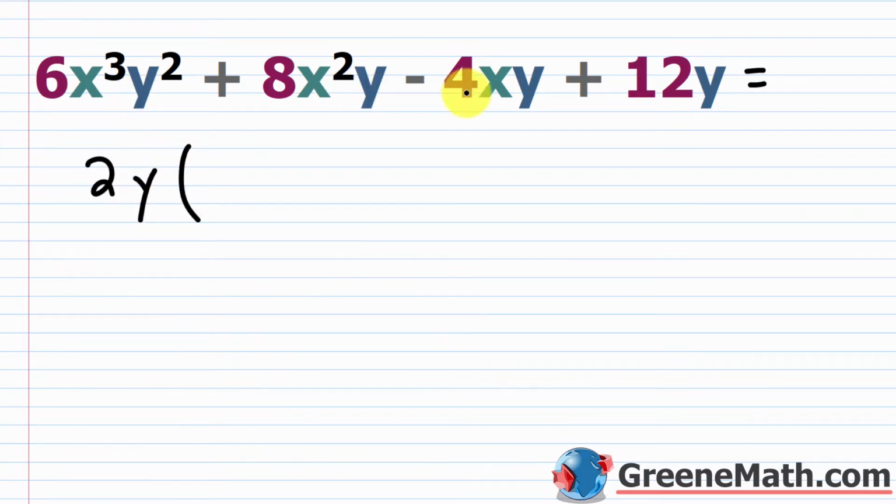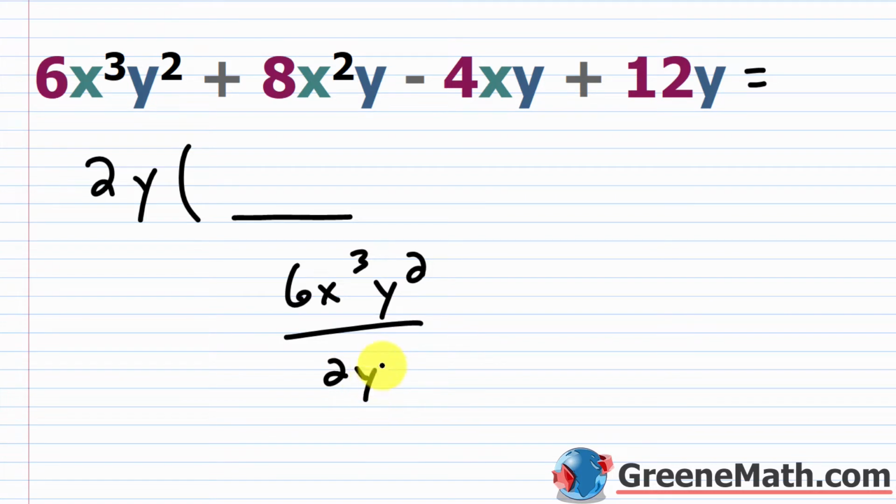Now, what goes inside the parentheses? Well, essentially, you're thinking about the fact that if you were to use the distributive property, the 2y would multiply by something here that would give me 6x cubed y squared. So to get what goes in this position, I just need to divide. In other words, I would go 6x cubed y squared divided by 2y. And what that would give me is 6 divided by 2 would be 3. And then x cubed would be there. Nothing to cancel there. y squared over y is y.